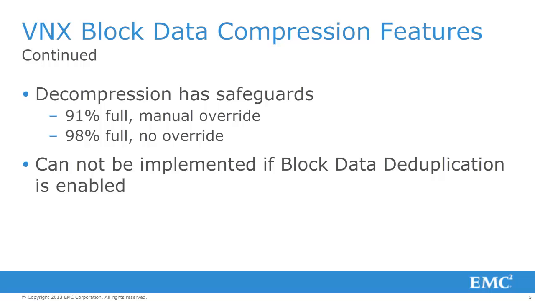The decompression process has a useful safeguard such that when a pool becomes 91% full during decompression, the state of the LUN will become system paused. Although, host I/O can still continue with the LUN in this state. This is implemented to ensure there is enough capacity for new host I/O. The state of the LUN can be overridden at this point, but if the continued decompression process gets the LUN to 98% full, the system pause state cannot be overridden.